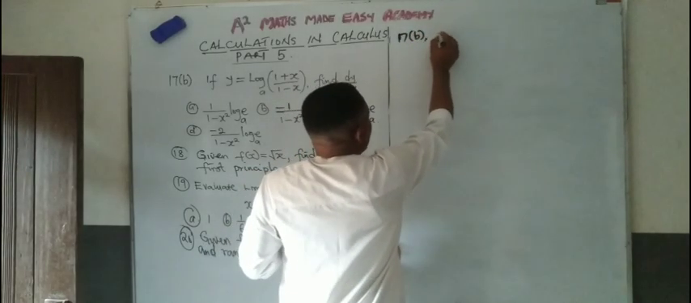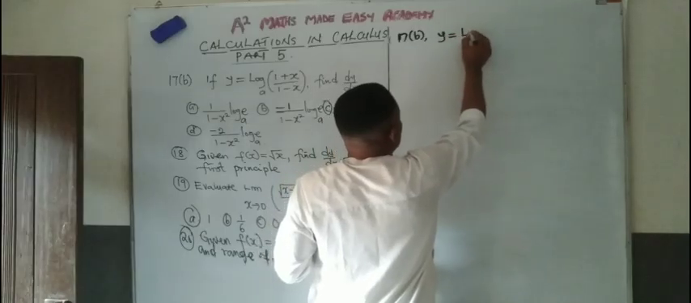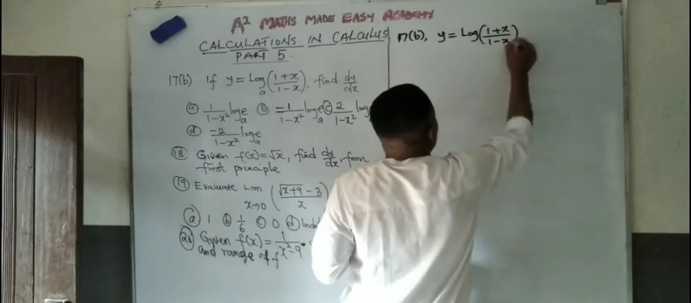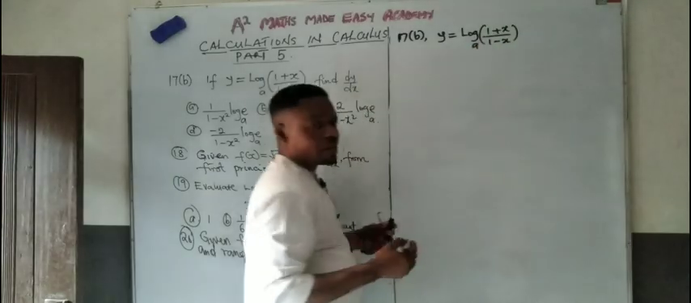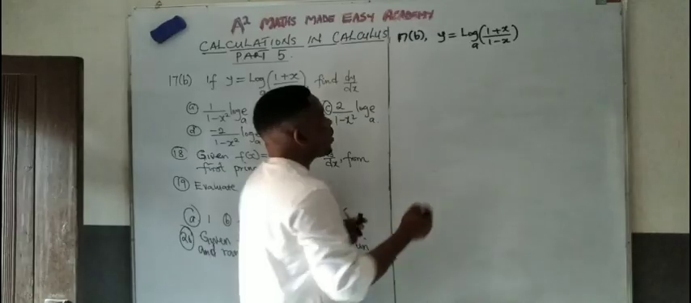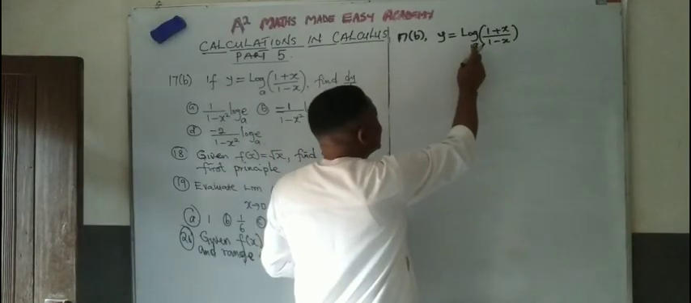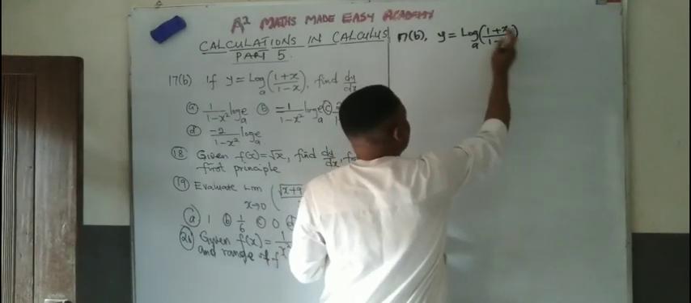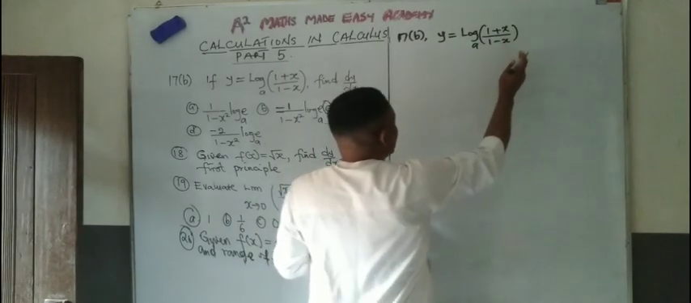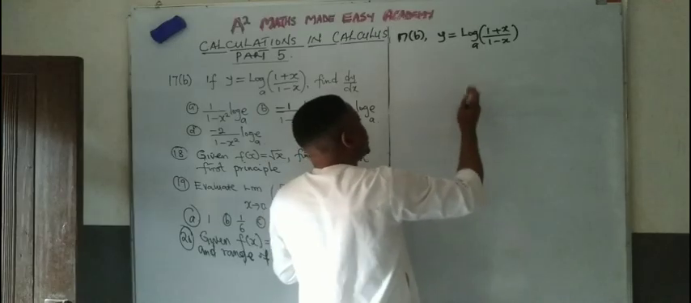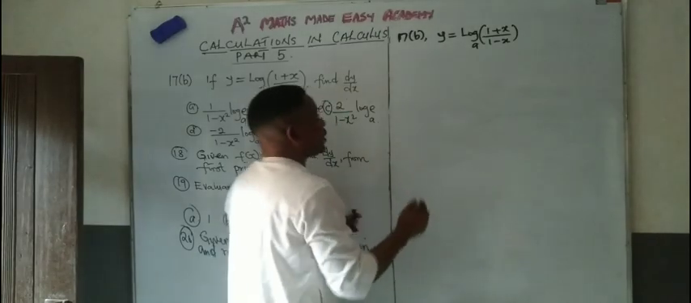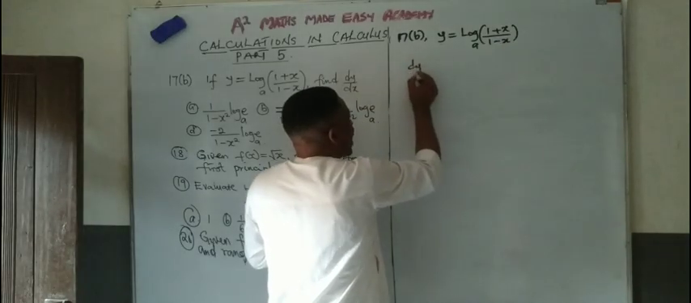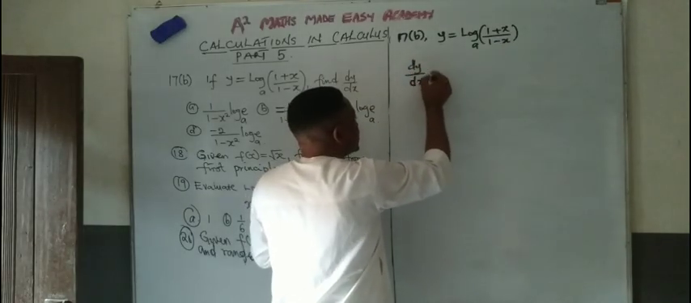Now, watch. What we are given is y equals log of 1 plus x all over 1 minus x to base a. Now look at the criteria. Are you with me now? The law is this. Anytime we encounter a natural log, it is always 1 over the function after log. You introduce it, then after that you differentiate. But you should not forget that we are trying to differentiate y with respect to x. So if you do that, you'll be having dy all over dx. Are you with me?